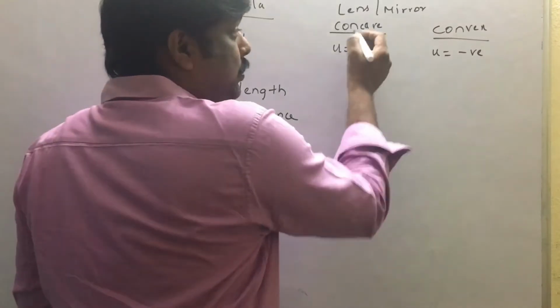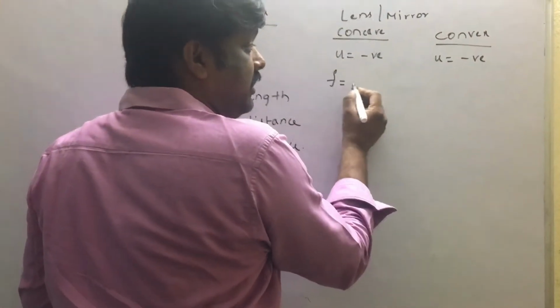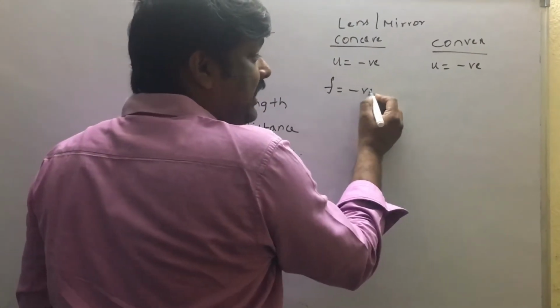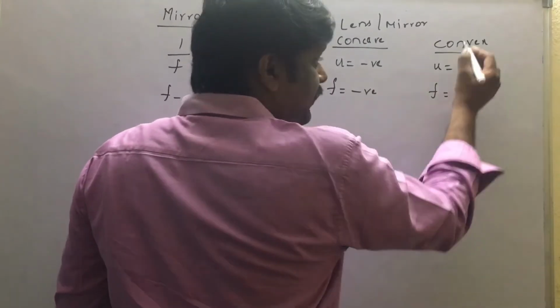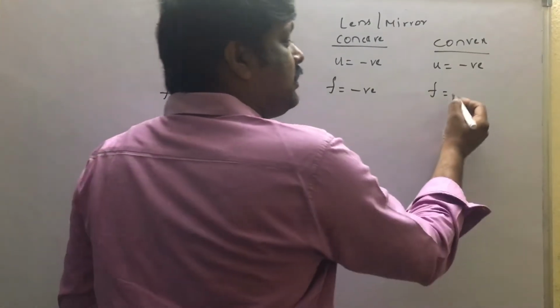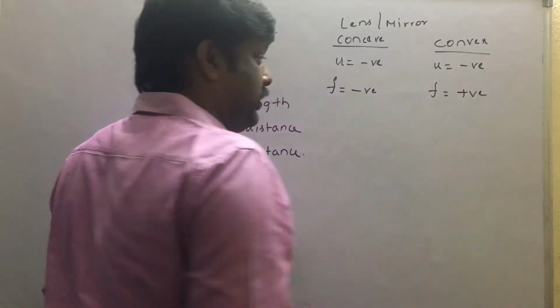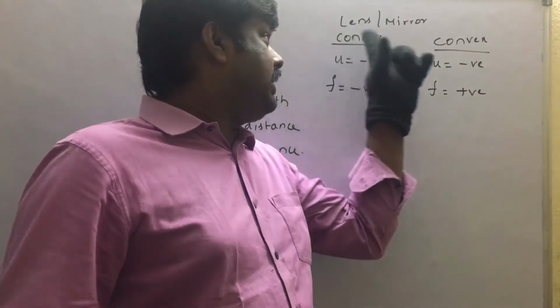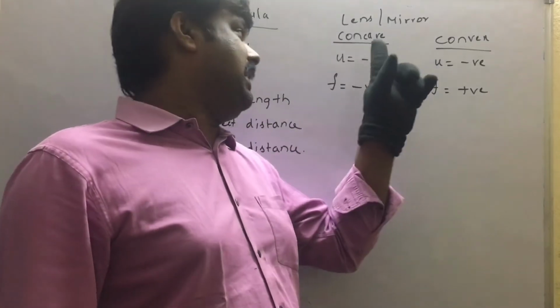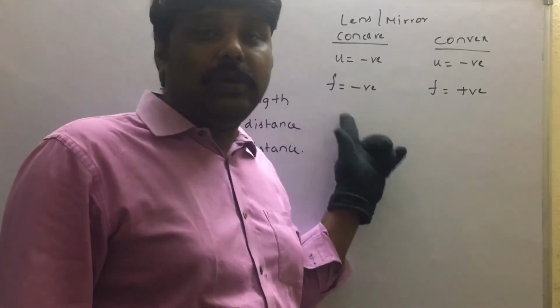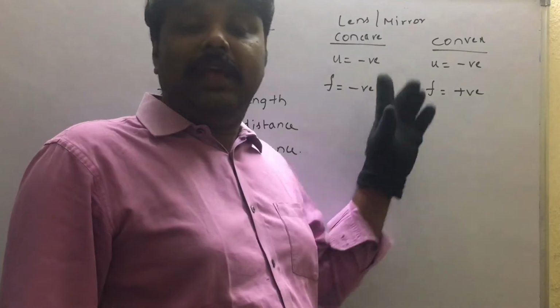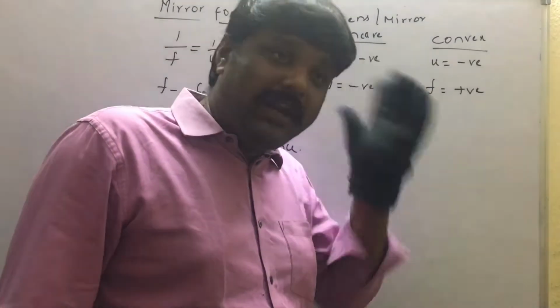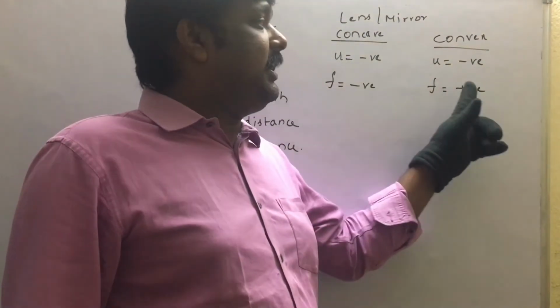Now, coming to concave, lens or mirror, the focal length must be taken as negative, and for convex, mirror or lens, the focal length must be taken as positive. Only the focal length differs: for concave, whether lens or mirror, f, that is the focal length, must be taken as negative, and for convex, either for mirror or lens, f must be taken as positive.